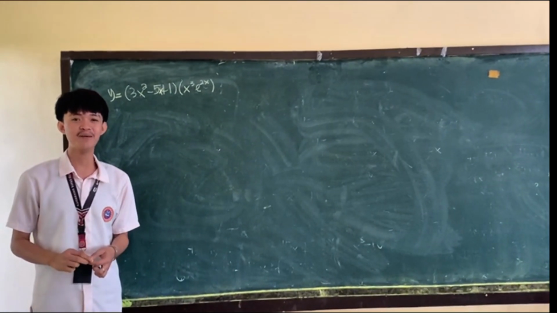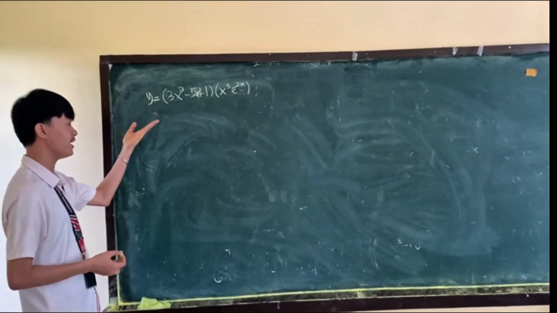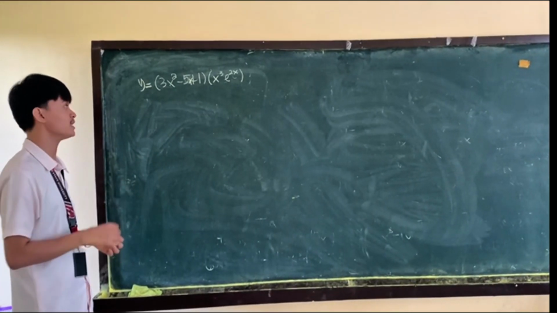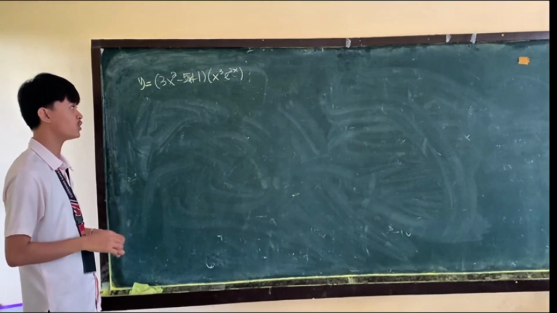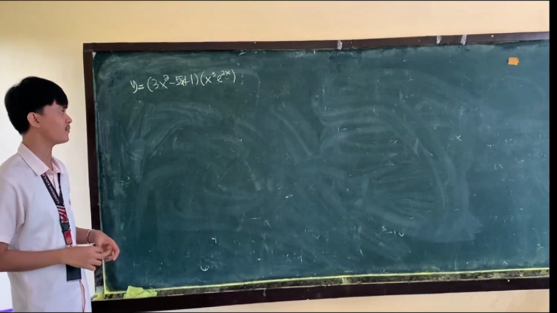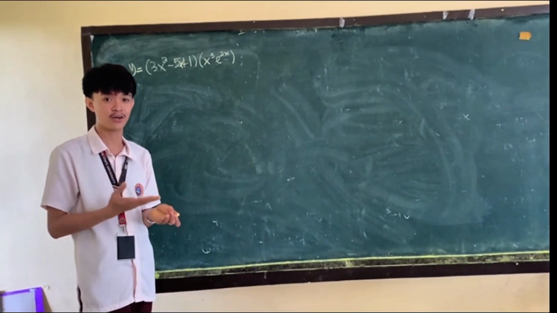Good day, class. I am teacher Ian, and today we'll be solving the derivative problem y is equal to 3x squared minus 5x plus 1 multiplied by x cubed times e to the power of 2x. And now, on solving this, we need to use the formula of the product rule.